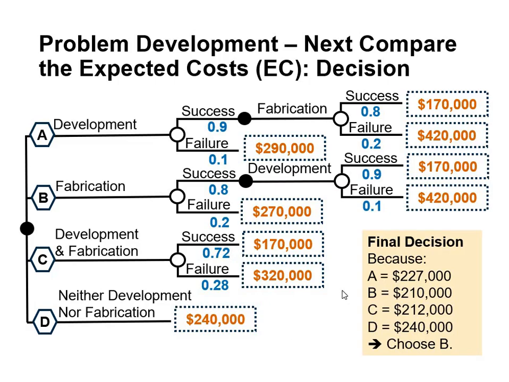So now we can compare all decisions. A was 227, B was 210, C was 212, and D was 240. So the optimum decision is B. Okay, so the hard part here was really to fill out the expected payoffs, but once we have succeeded in doing that, it's pretty straightforward. Okay, let's stop here, and then let's move to a market research problem.